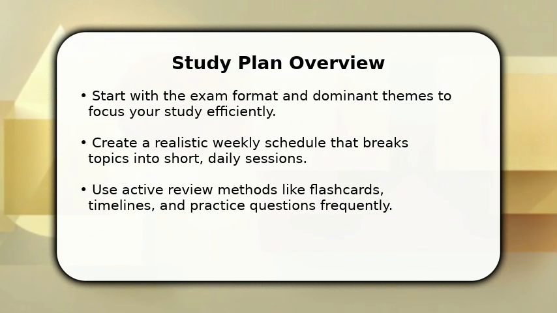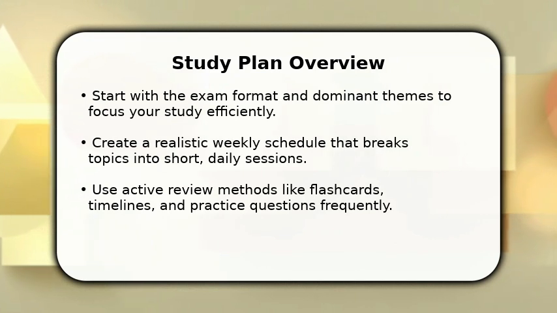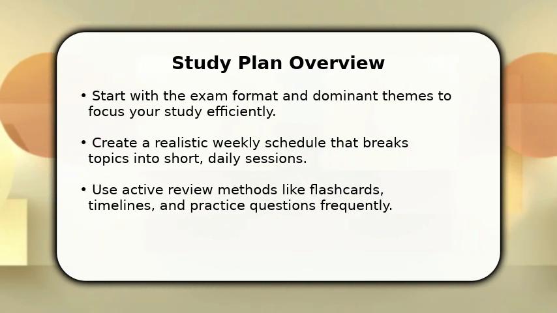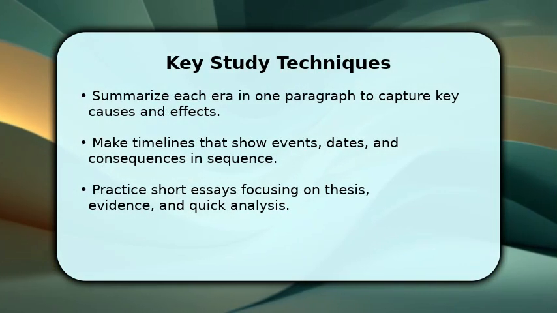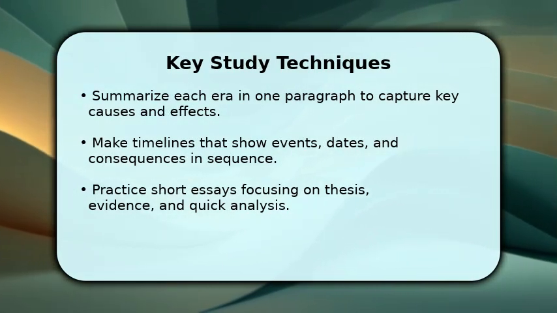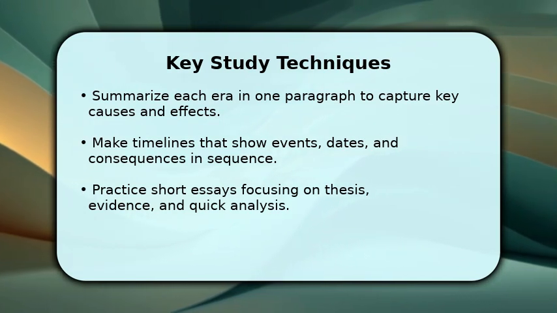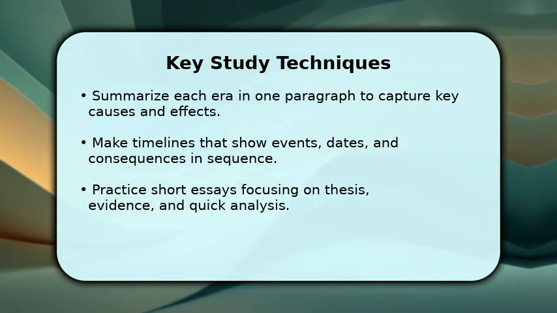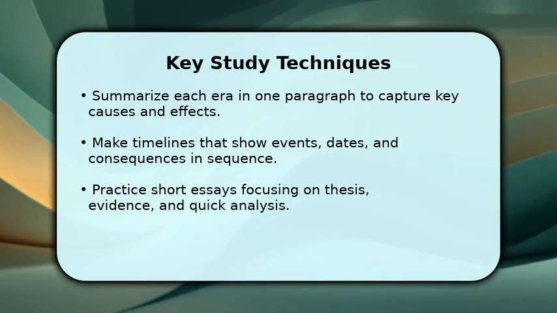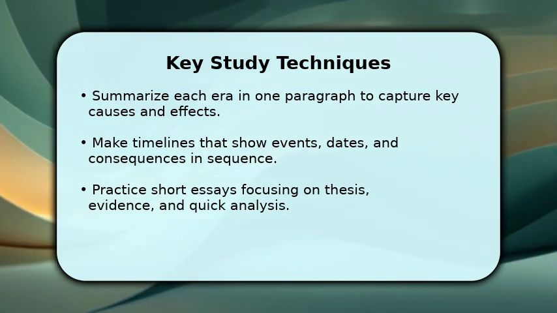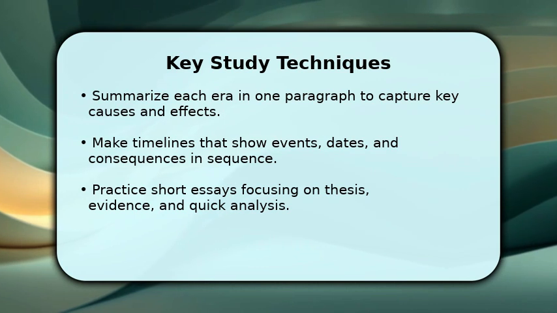Use active study. Make timeline notes, test yourself with flashcards, and review practice questions to build confidence and spot weak areas before moving on. Focus on techniques that stick. Summarize each era into one clear paragraph emphasizing causes and consequences. Build simple timelines that map events and dates so context becomes automatic during the test.